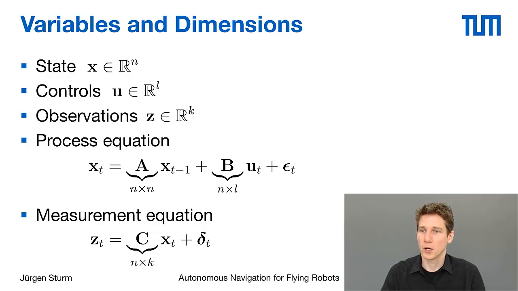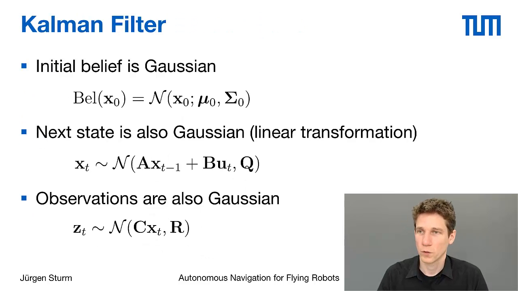Good. And then we have the process equation that we've seen before, and this matrix A, of course, needs to be an n by n matrix. The matrix B that defines the influence of the controls onto the state is an n times L matrix, and in the measurement equation we have this matrix C, which needs to be an n times K matrix.